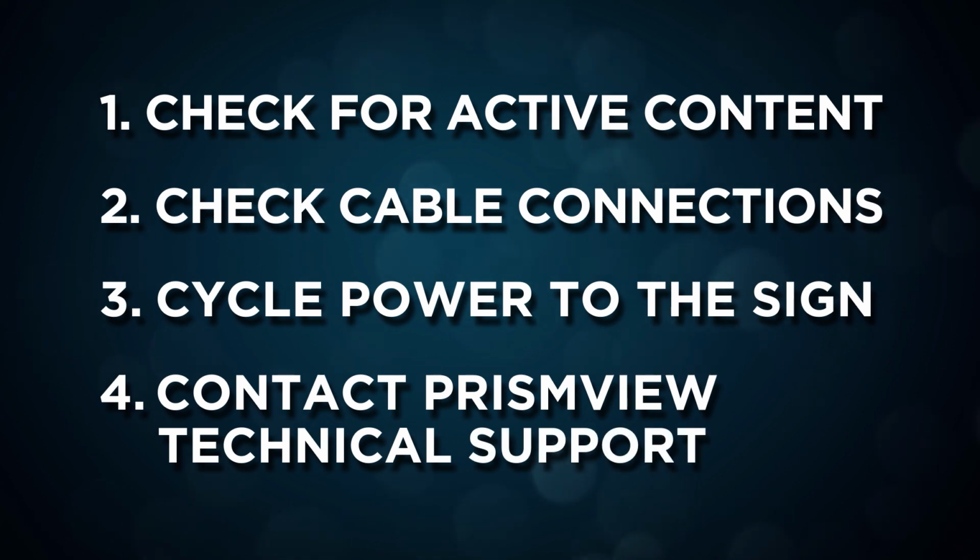Okay, let's take a look at the first step of checking for active content. One reason your display may be black is simply because there is nothing scheduled to be playing on the sign. Let's go through the steps to ensure that content is scheduled correctly. There are a few different softwares that can be used to schedule Prism View displays. In this video, we will cover the two main softwares, Banner and Prism View Client.